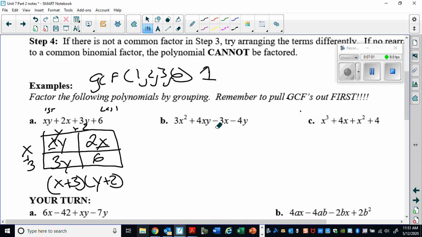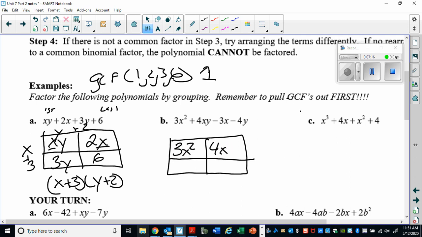And we set up our box the same. We look for GCF first. We put in our GCF, we see 3s and 4s. You can't take a 3 out of 4. You can't take a 4 out of 3. So we're just going to write 3x squared plus 4xy minus 3x minus 4y.